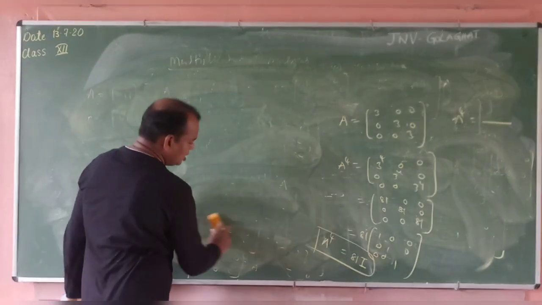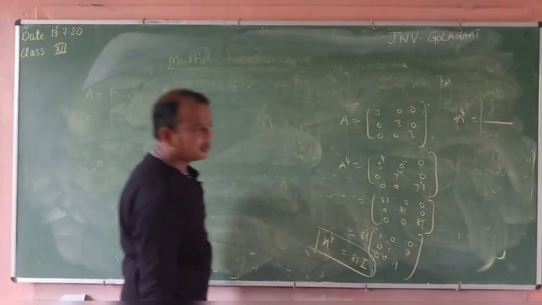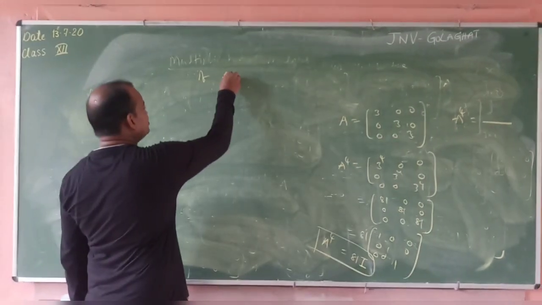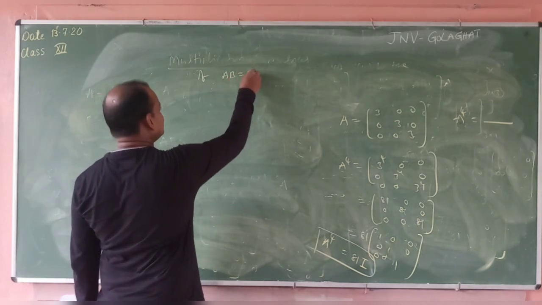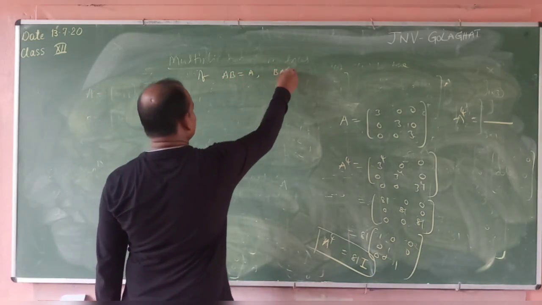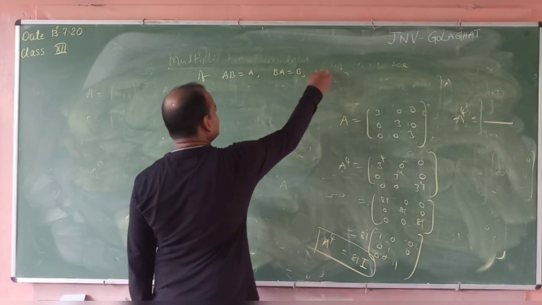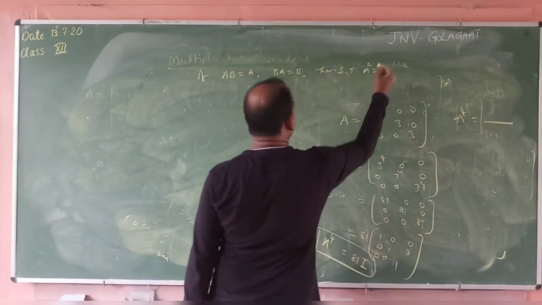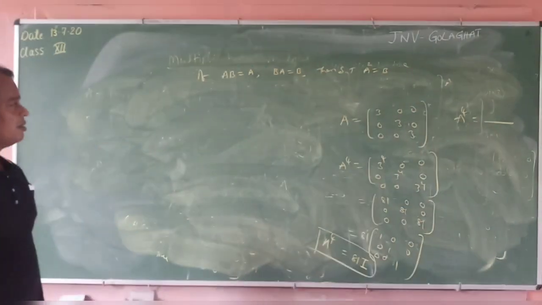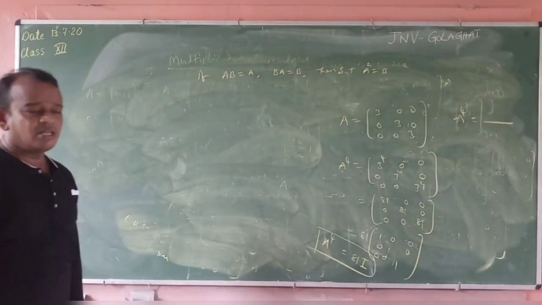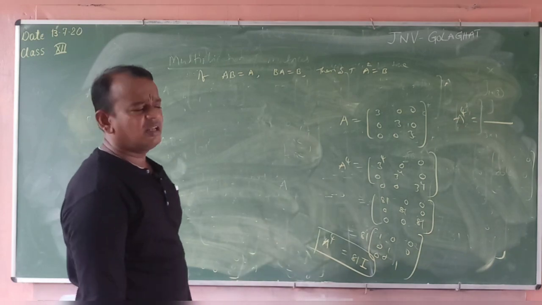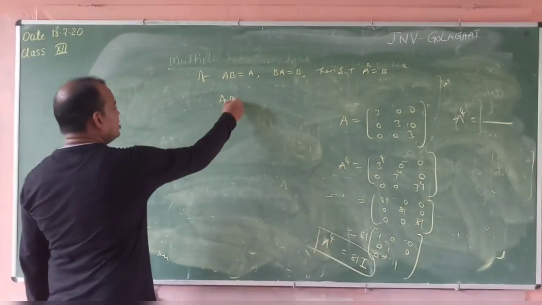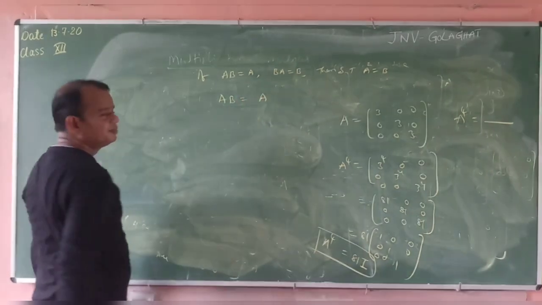Now, in this way, for matrix multiplication, one problem is very important. If AB is equal to A, BA is equal to B, then show that A square equal to A. Very important problem. What is given? AB is equal to A is given.